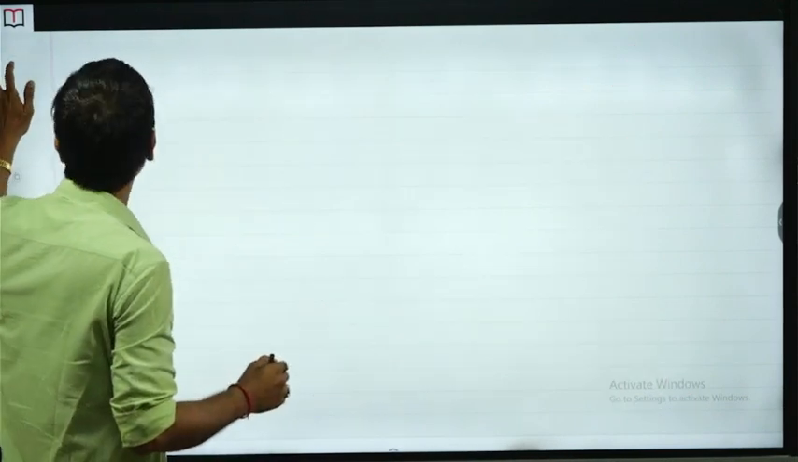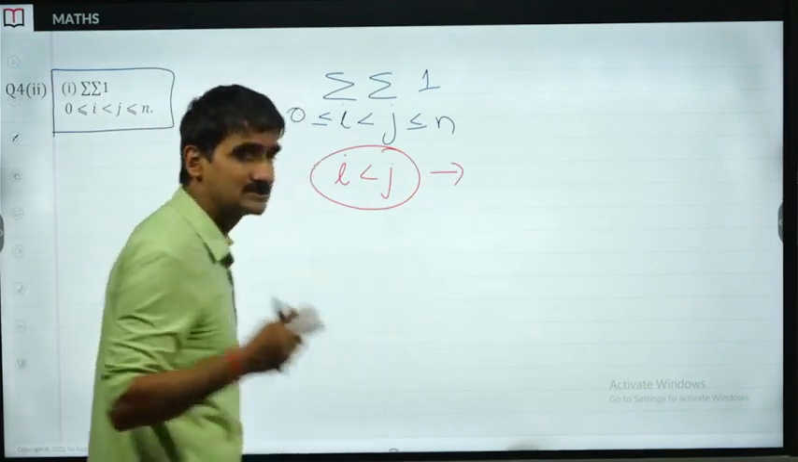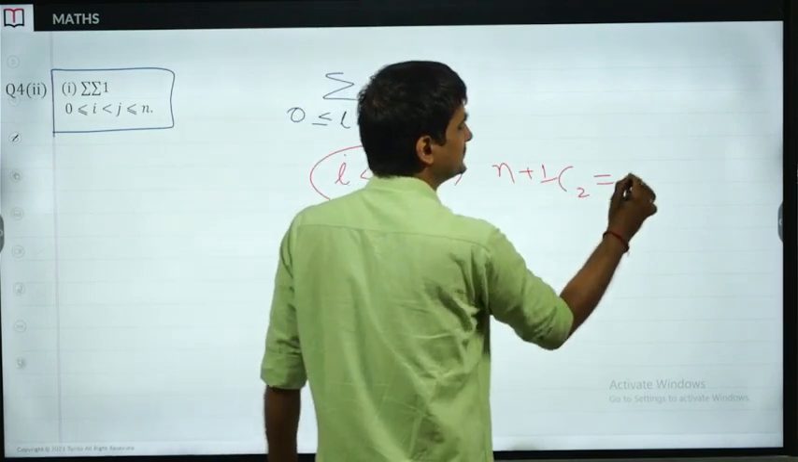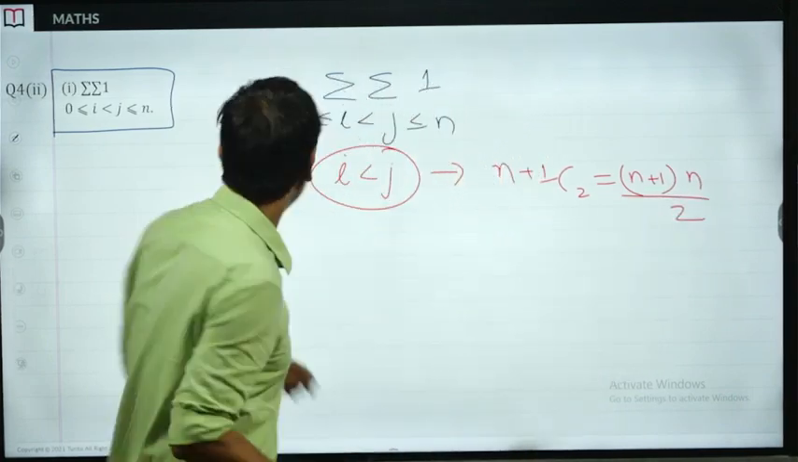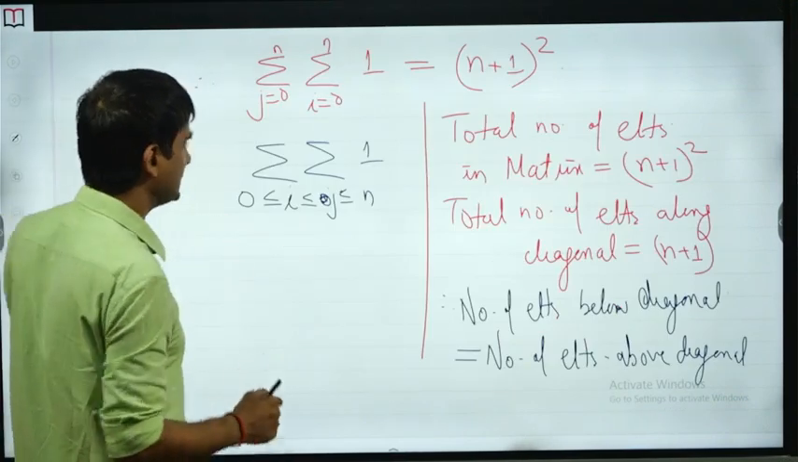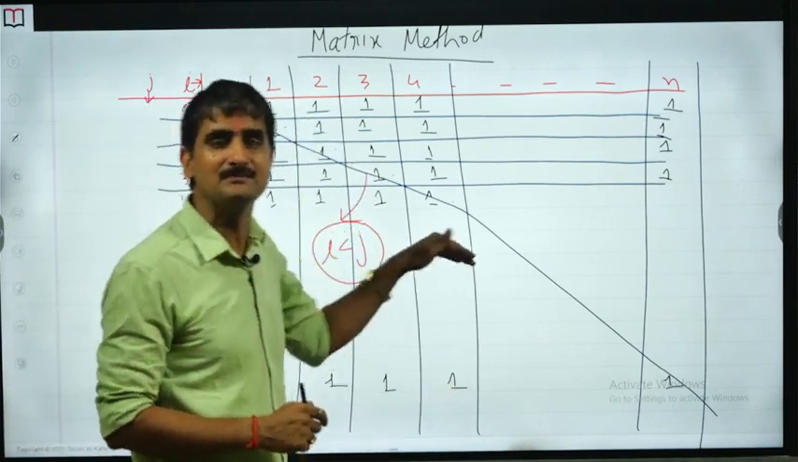Got it? Because here what we need is i less than j. So in how many ways can you select two numbers out of n plus 1? It's n plus 1 C 2, so it should be (n plus 1) into n by 2. And if we go with the matrix method, when i is less than j, you are looking for all those ones which are below the diagonal.